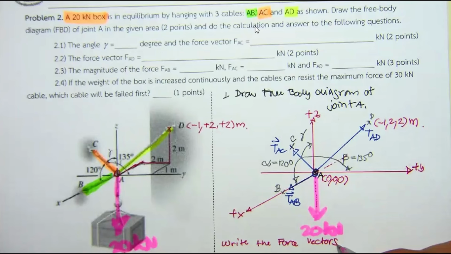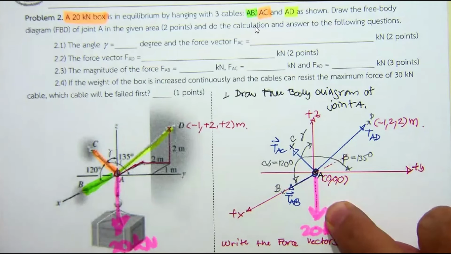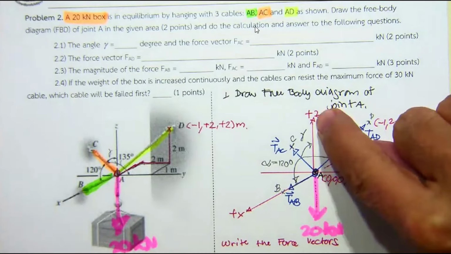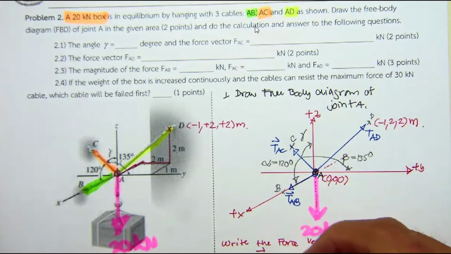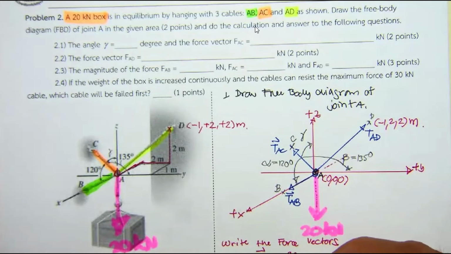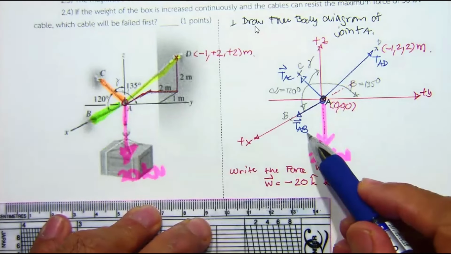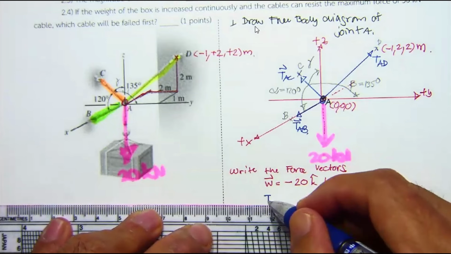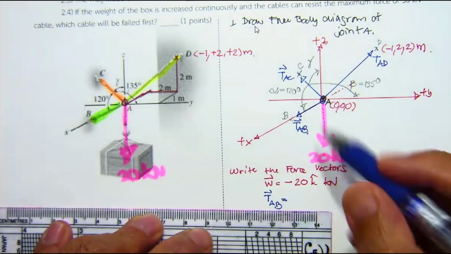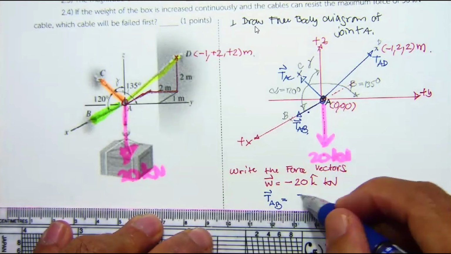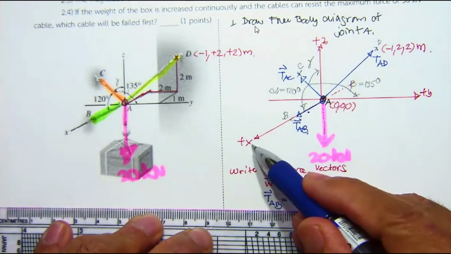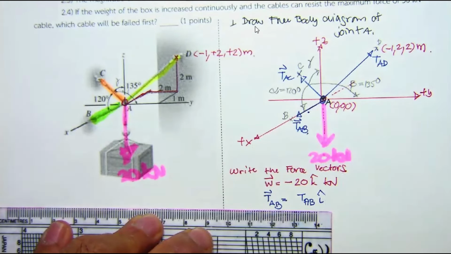Then you have to write the force vectors. The one going to be very easy, which you can read from the picture, is 20 in the z direction, downward. So the force vector W, the weight, is going to be minus 20 k kilonewton, negative z direction. That's going to be the easiest one. Then another one you can write is T sub AB. This is going to be vector T sub AB. We don't know the magnitude yet, just put it T sub AB, and point in the X direction, so it's going to be i in the negative.